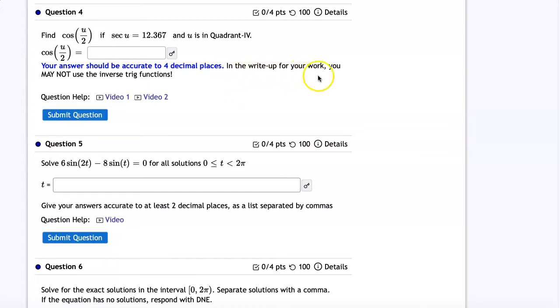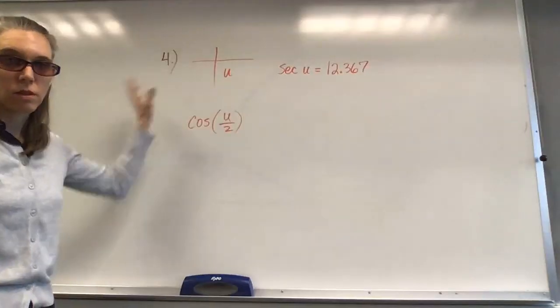So pay extra attention to these types of problems. In the write-up for your work, you may not use the inverse trig functions. That's very important. So let me show you how to do this without using inverse trig functions. First of all, let's go ahead and just write down the facts on the board. We're trying to find the cosine of u over 2. We are told that u is in the 4th quadrant, and we know that the secant of u is equal to 12.367.